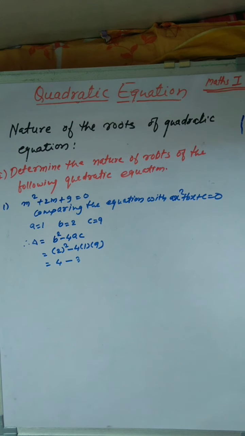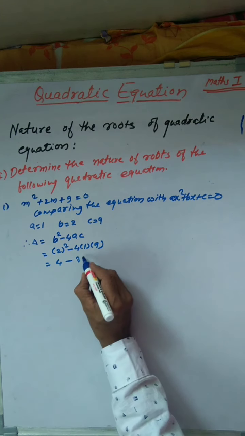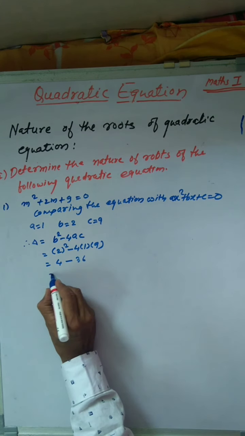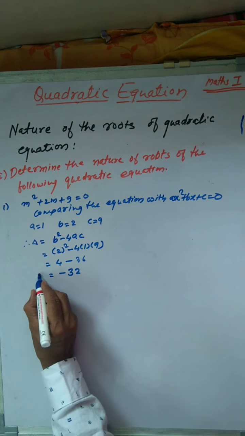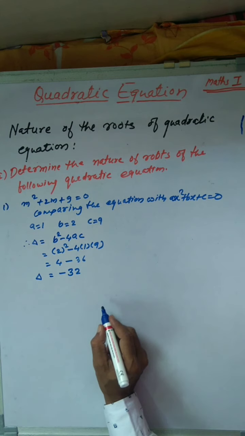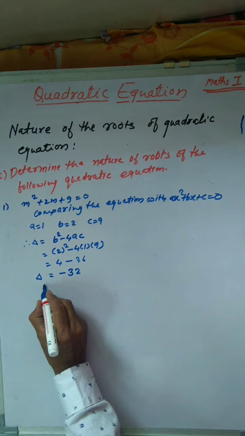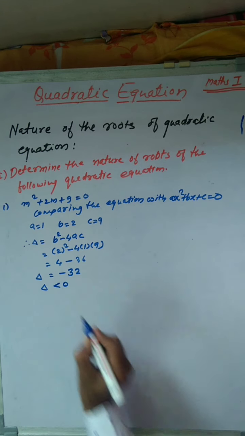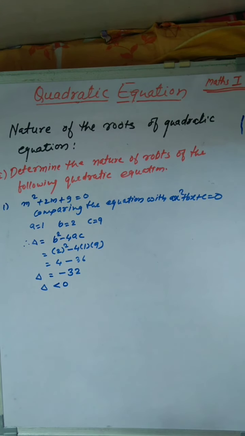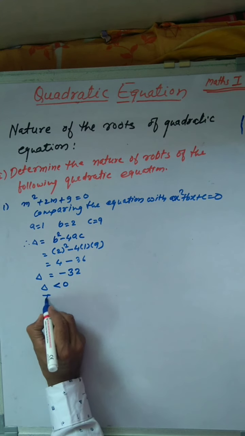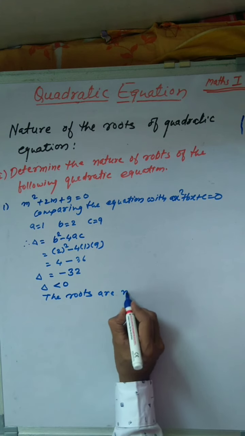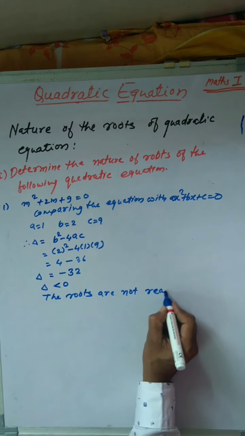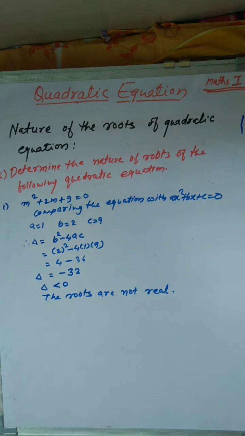is equal to minus 32. The delta is a negative number, hence delta is less than 0. If delta is less than 0, then the roots are not real. The roots are not real.